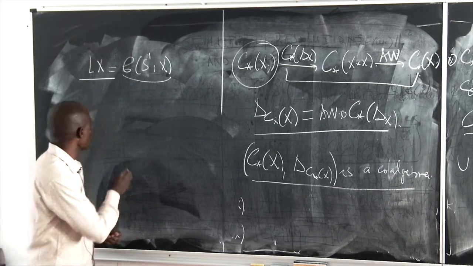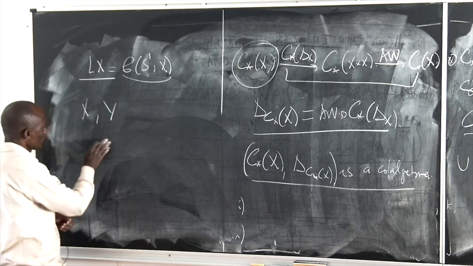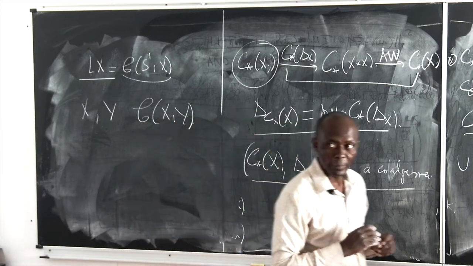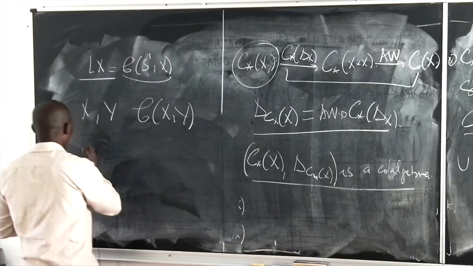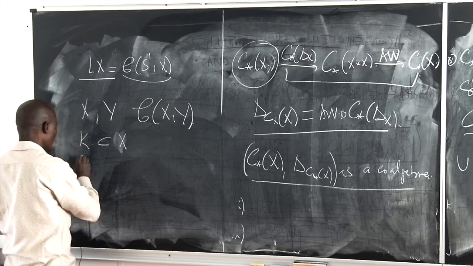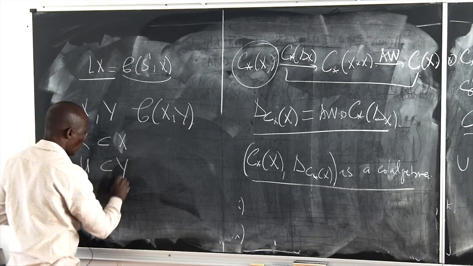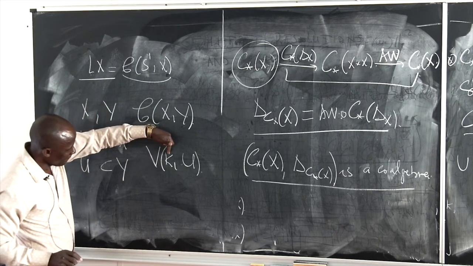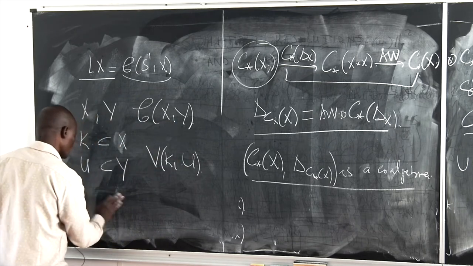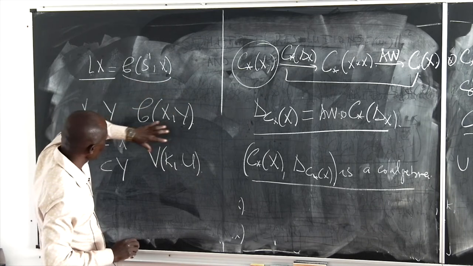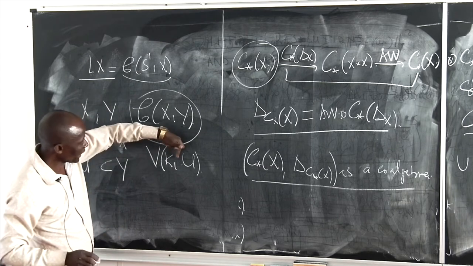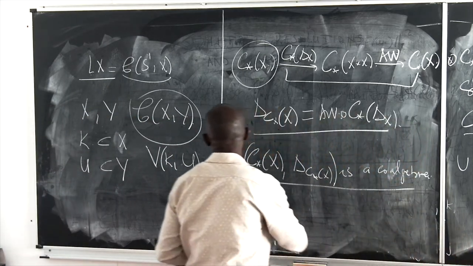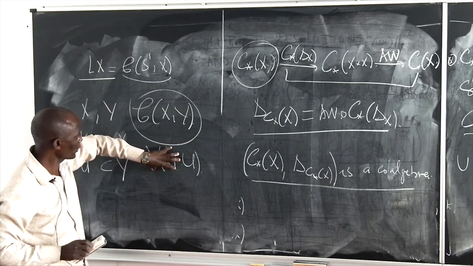The compact open topology is what? If you have X a topological space, Y a topological space, and C(X,Y) the set of continuous maps, then we have K a compact of X, U an open set of Y, denoted by V(K,U), the set of continuous maps sending K into U. The compact open topology here is just the topology generated by these subsets. Okay. So the free loop space here is endowed with such a topology.